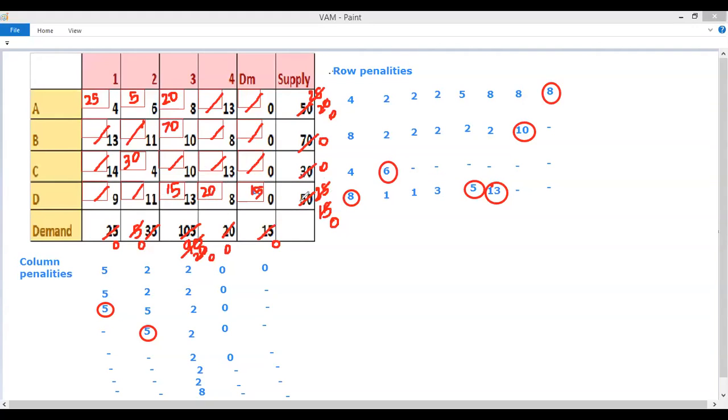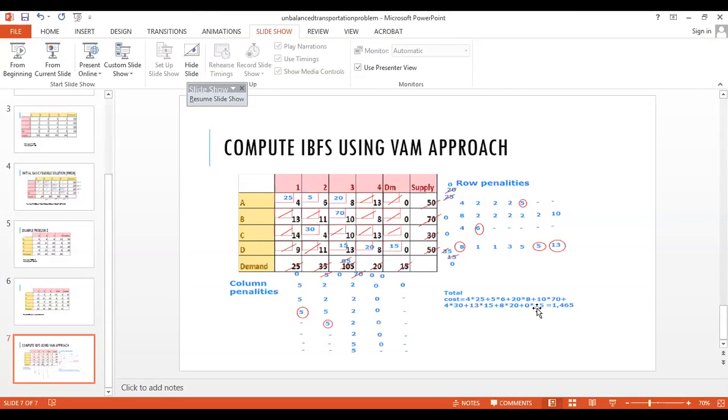Even column wise also, 25 is equal to the original demand 25. 30 plus 5, which is equal to the original demand 35. Again 20 plus 70 plus 15, which is equal to the original demand 105. Here the sum of the allocation is 20, which is equal to the original demand 20. And even here 15, which is equal to the original demand 15. So as you can see here, the total cost is 1465.